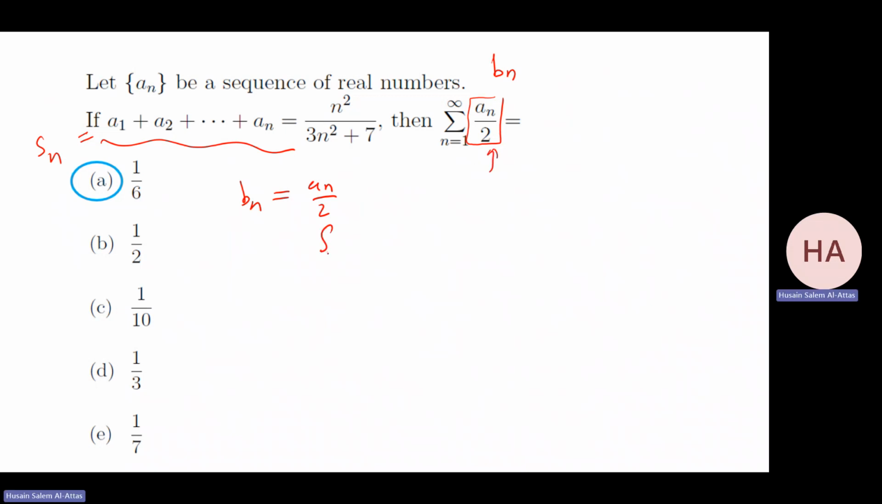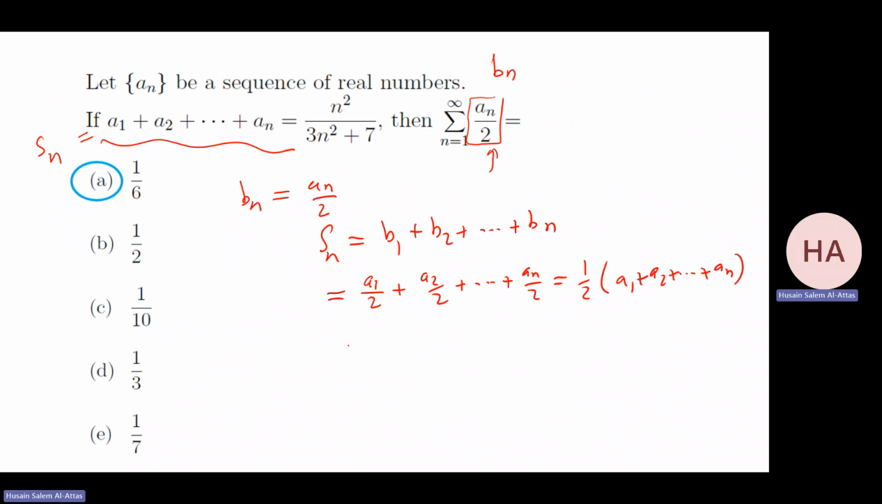Sn for this one, Sn for the B's. B1 plus B2 plus Bn. That gives me A1 over 2 plus A2 over 2 plus An over 2. I can take half outside. I have A1 plus A2 plus An. That will be half, and I know this is this one, half times this expression, n square over 3n square plus 7.